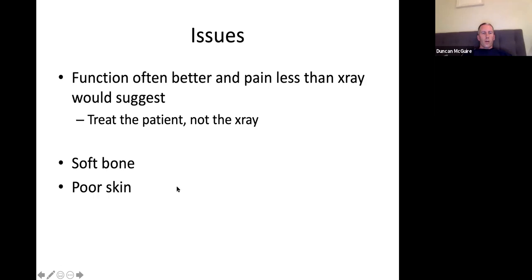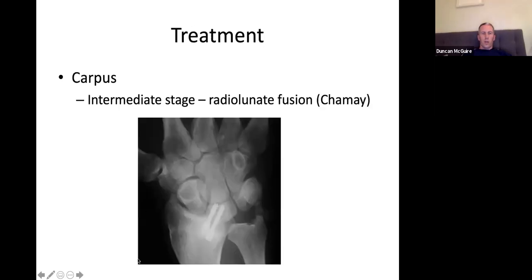Two things to really be aware of is these patients are often quite osteopenic. They have soft bones, so that's something to consider with fixation of any hardware that you're going to put in. Their skin is thin. They're often quite thin, so when it comes to doing something like a wrist fusion, a dorsal plate can be quite bulky and cause problems, so you may want to consider that.